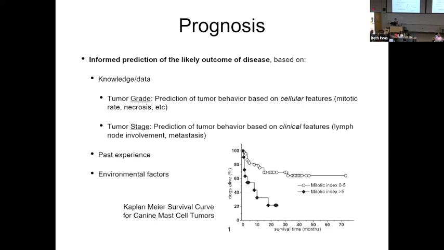A stage is something that's done by the clinicians. This is done by the oncologist. And this is predicting tumor behavior based on the clinical features. So tumor node metastasis, TNM is the acronym. What is the tumor? How big is it? Where is it? Node, is there lymph node involvement? Has it spread? And metastasis, has it spread throughout the body? So that's a stage. Here's an example of how sometimes we show that prognostic data, through these survival curves.